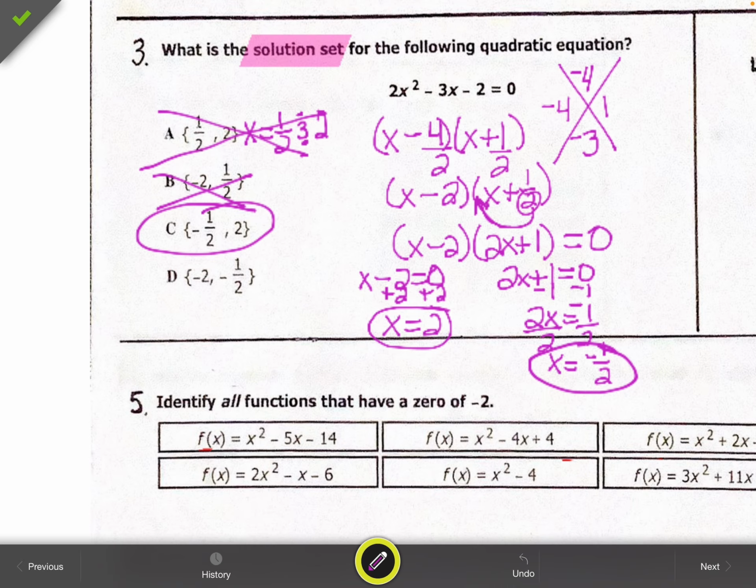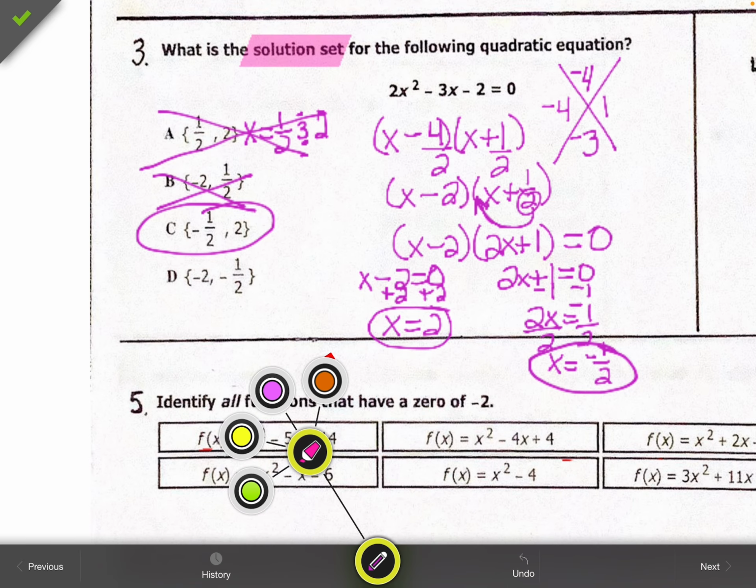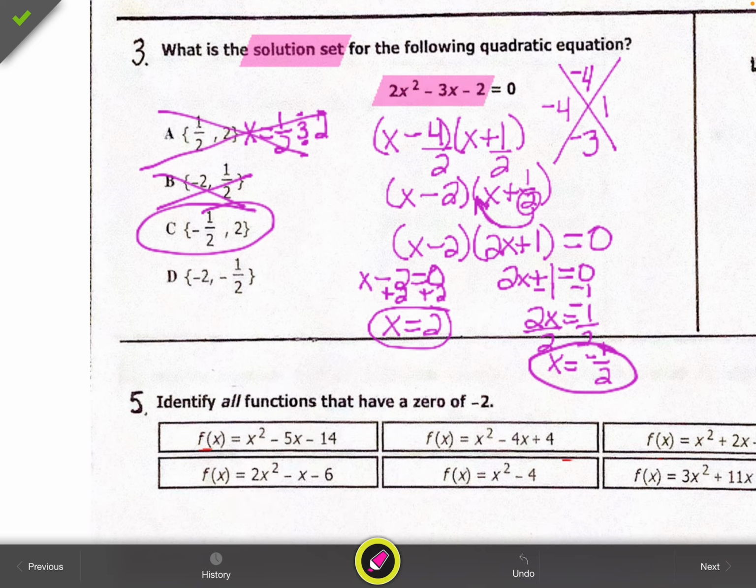Now, if you're going to type it into Desmos and use the graph, the only thing you want to type into Desmos on all of these is that. Don't type in any equals, because sometimes it'll say equals 0. Sometimes it'll say y equals 2x squared minus 3x minus 2. Sometimes it'll say f of x equals 2x squared minus 3x minus 2. Don't put any equals in. Just type in that expression.